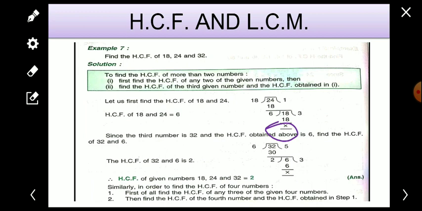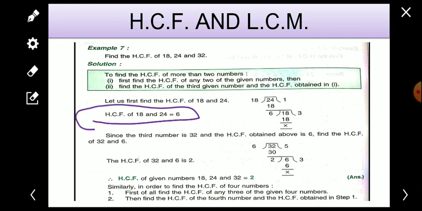Now the HCF of 18 and 24 will be 6, because we divided by 6 and got the remainder 0. So 6 is the HCF of 18 and 24. Now, with the HCF of the 2 numbers, we will divide the third number.